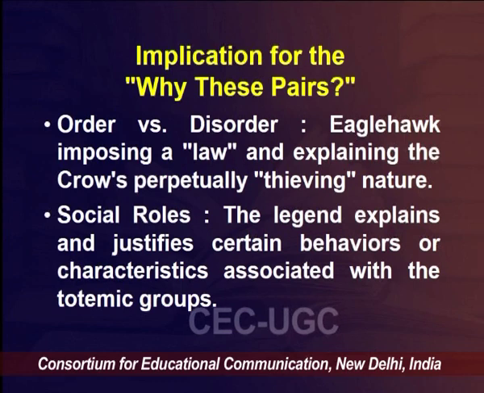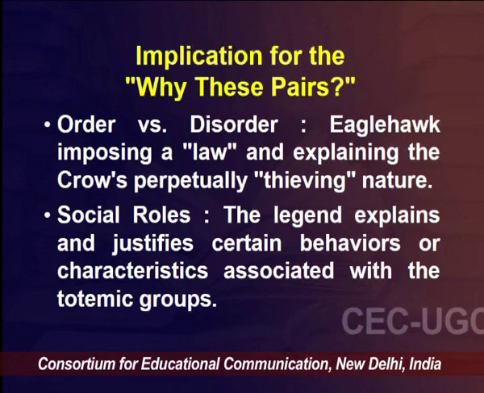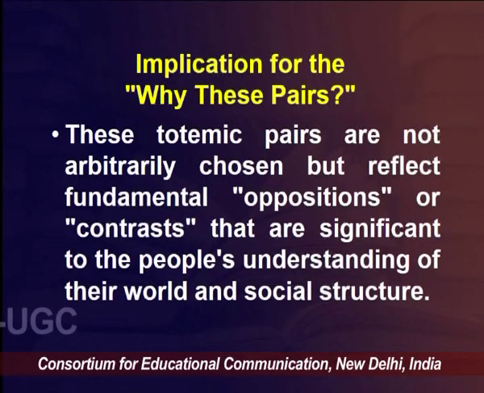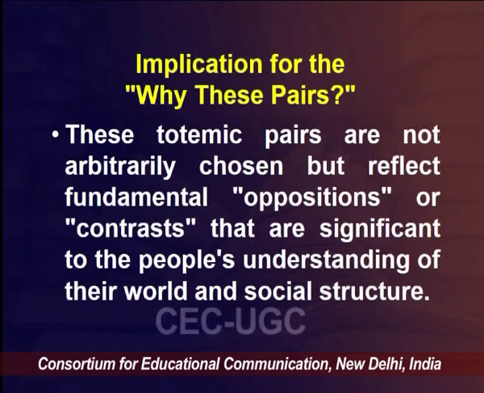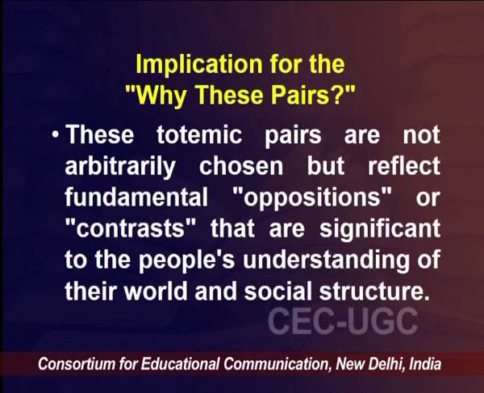Fourth, social roles. It also helps us when we read these legends to see how there is a division of roles, and similarly we find the division of social roles in human society. So, the legend explains and justifies certain behaviors or characteristics associated with the totemic groups. These totemic pairs are not arbitrarily chosen but reflect fundamental oppositions or contrasts that are significant to the people's understanding of their world and social structure.